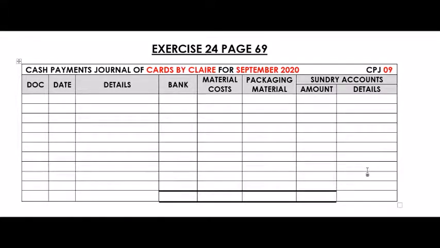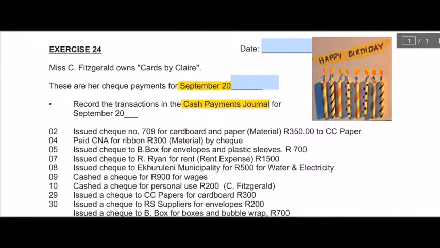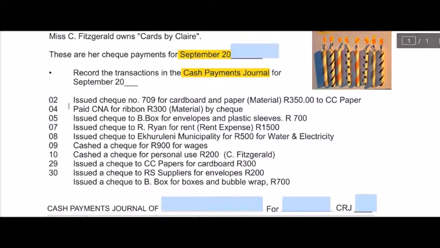Remember that. Okay, so if we look at the transactions, the first one was on the 2nd of September. It said issued check. The word check tells you it's a CPJ transaction. Number 709 for cardboard and paper. Now they specified that it's material costs, but you need to know that cardboard and paper will be used to make the cards, so it's the materials. 350 Rand to CC Paper.